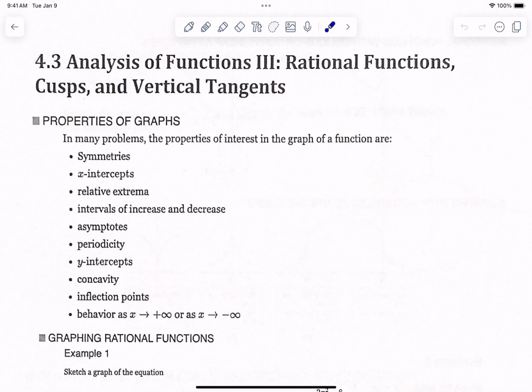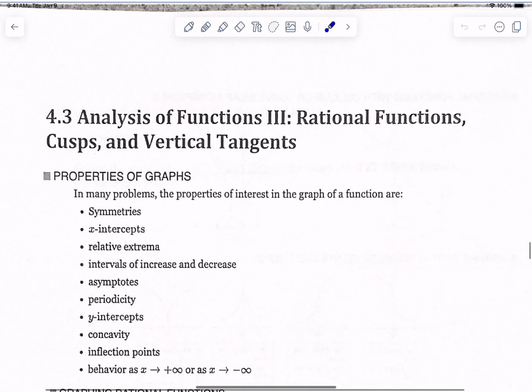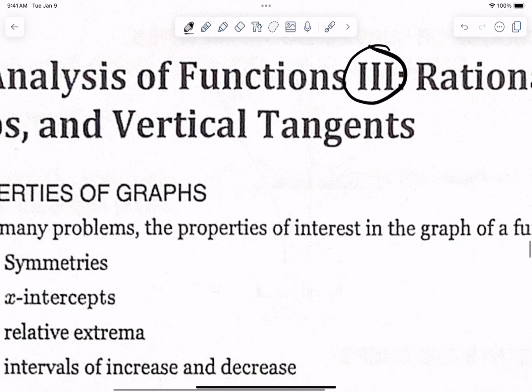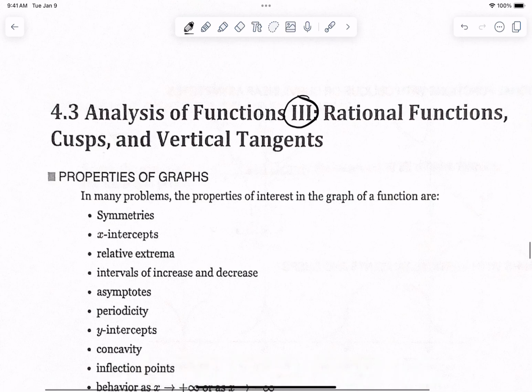Okay, here we go. 4-3. This is part 3, the third and last part of graphing functions. That's why this guy's here. Analyzing functions. It's not much different than what we were doing before.